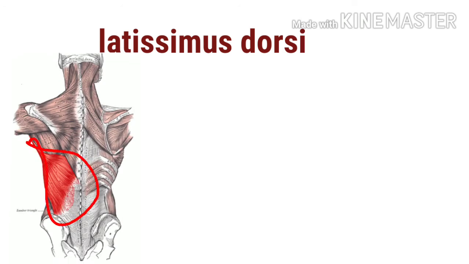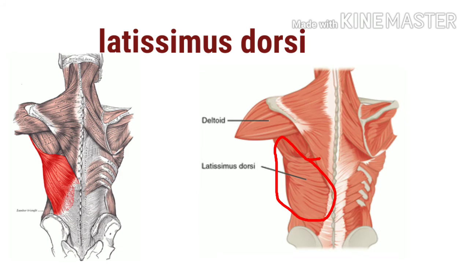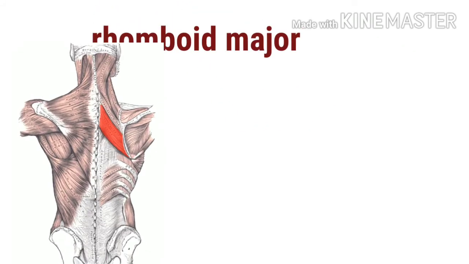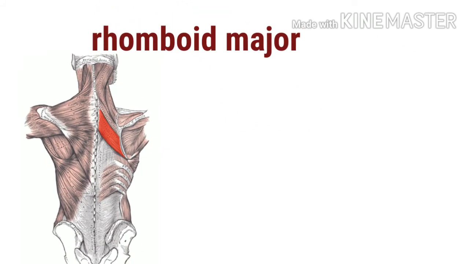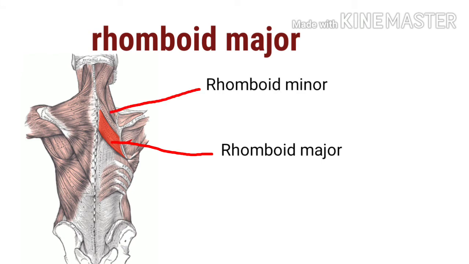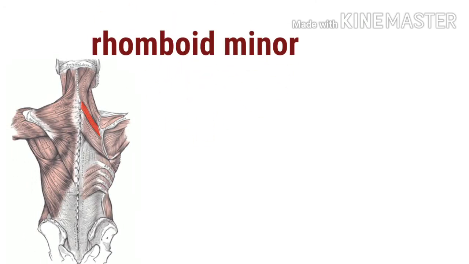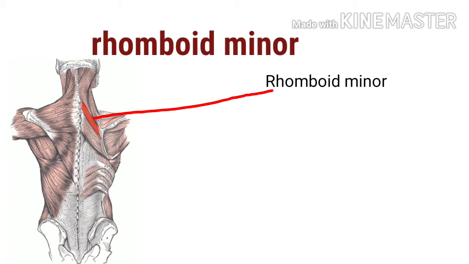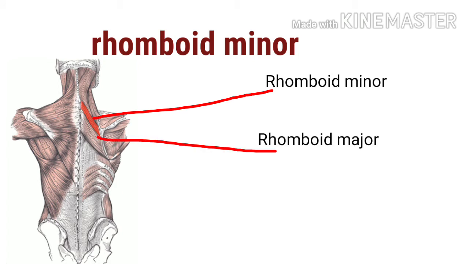Latissimus dorsi. The latissimus dorsi originates from the lower part of the back, where it covers a wide area. Rhomboid major. There are two rhomboid muscles, major and minor. The rhomboid minor is situated superiorly to the major, and the major attaches to the medial border of the scapula between the scapular spine and inferior angle. The rhomboid minor attaches to the medial border of the scapula at the level of the spine of the scapula.